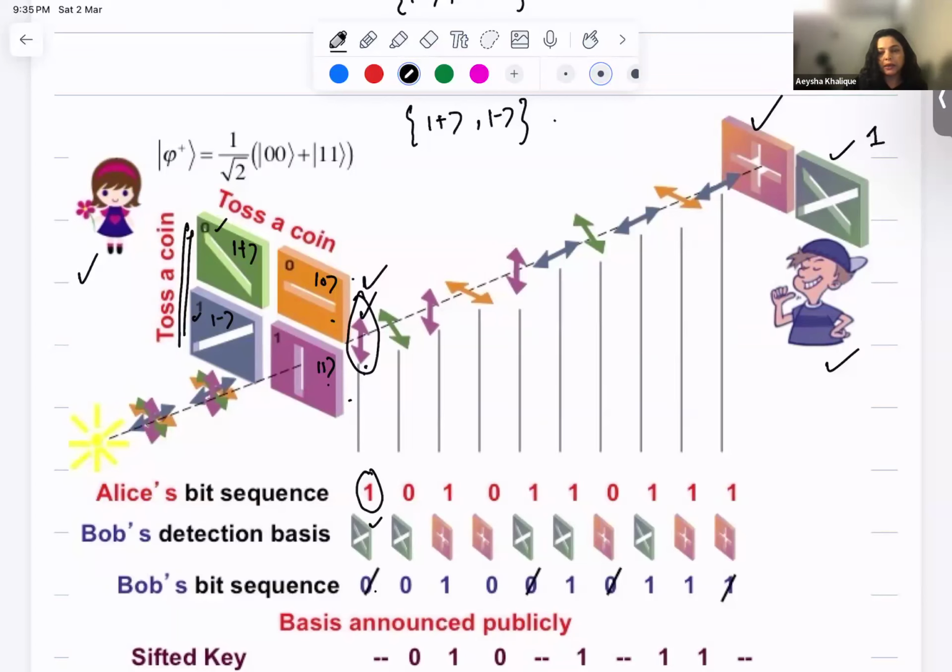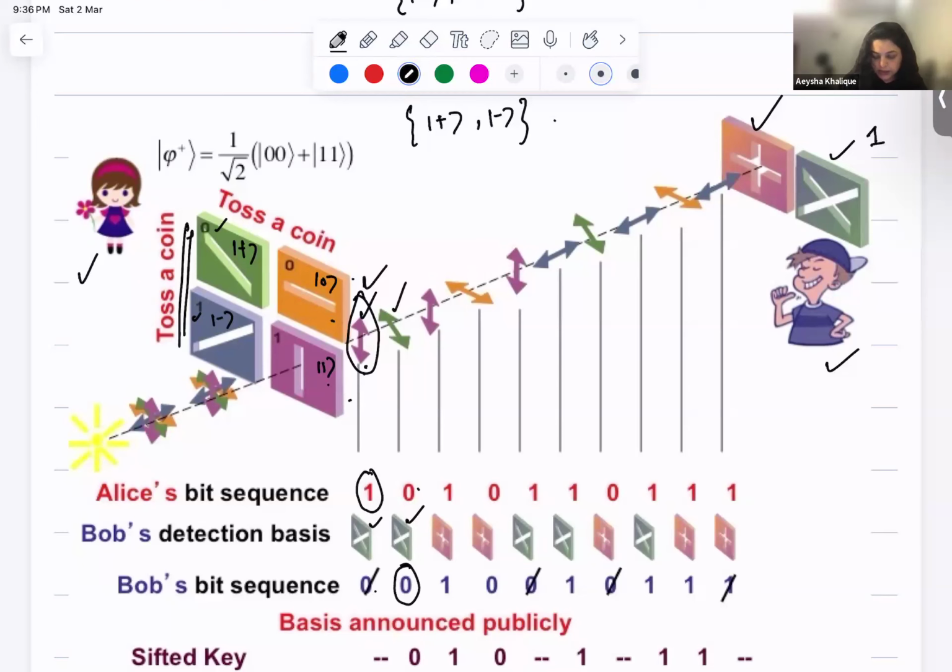And then for the second one, Alice has prepared it in the diagonal basis. She records the bit value 0 according to the sequence that they have decided. So this green has the bit value 0. Bob chooses the measurement basis randomly, and in this case, he chooses the right basis, that is the same basis as the preparation one. So in this case, his bit value should exactly match, which is 0, right?